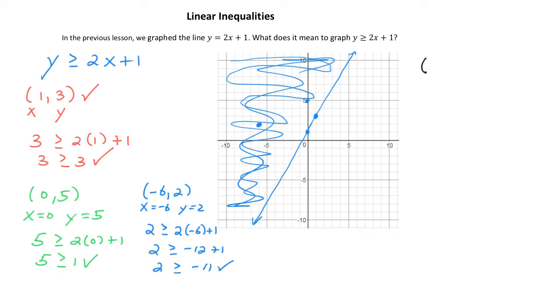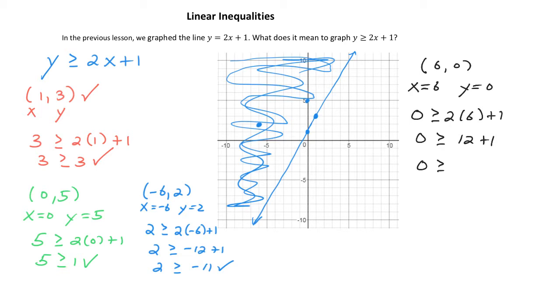So what about 6, 0? It should be that this makes the inequality false. So that's x is 6 and y is 0. 0 I put in place of y, I put 6 in place of x. I get 0 is greater than or equal to 12 plus 1, or 0 is greater than or equal to 13, and clearly this is false. So every point that you choose over here is going to make this inequality a false statement. So I just don't shade it.